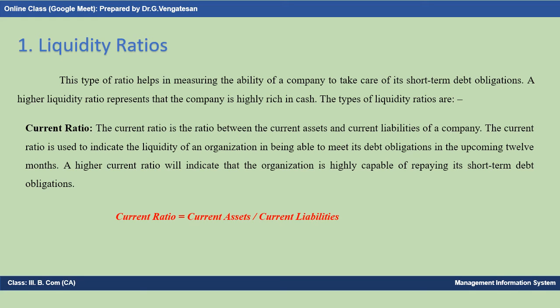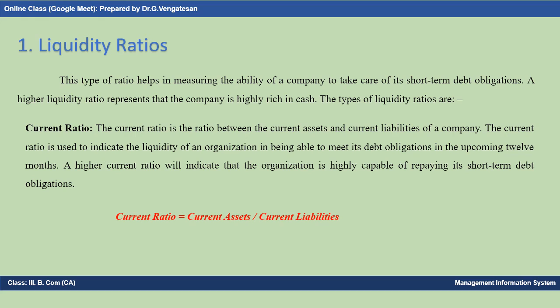Now, the first one, liquidity ratio. This type of ratio helps in measuring the ability of a company to take care of its short-term debt obligations. A higher liquidity ratio represents the company is highly rich in cash. In the ratio analysis, number one is the liquidity ratio. The liquidity ratio means it is purely taking care of the short-term debt obligations.